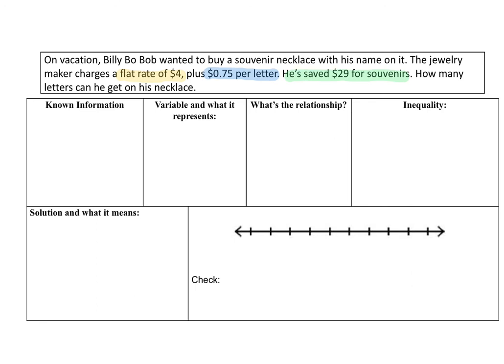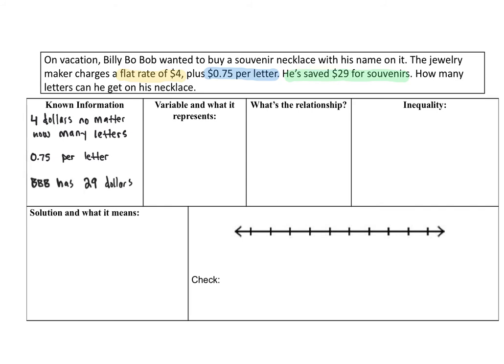So let's start with just writing down the stuff we know. And again, as I'm reading, I usually highlight all important data that we can use to make calculations. So our known information is that we know there's going to be a flat rate of $4. And that flat rate means that it's going to be $4 no matter how many letters on the necklace. We know that it's 75 cents per letter, and that Billy only has $29.